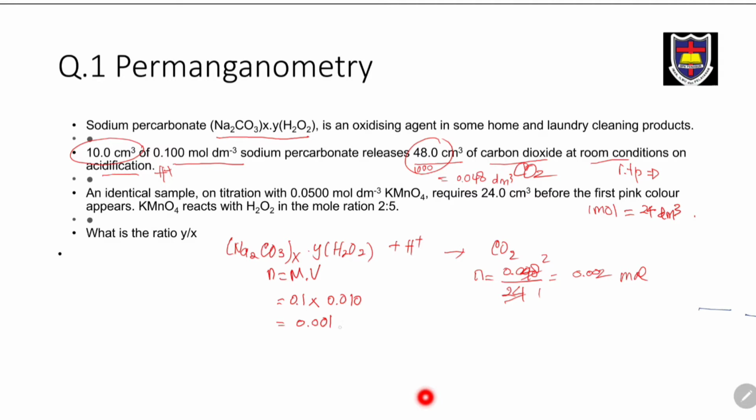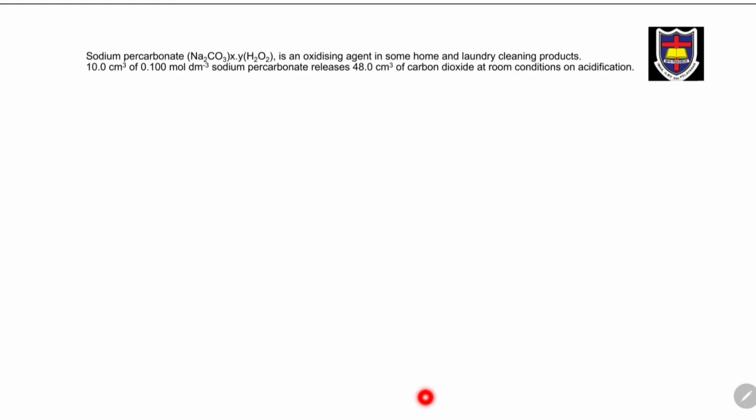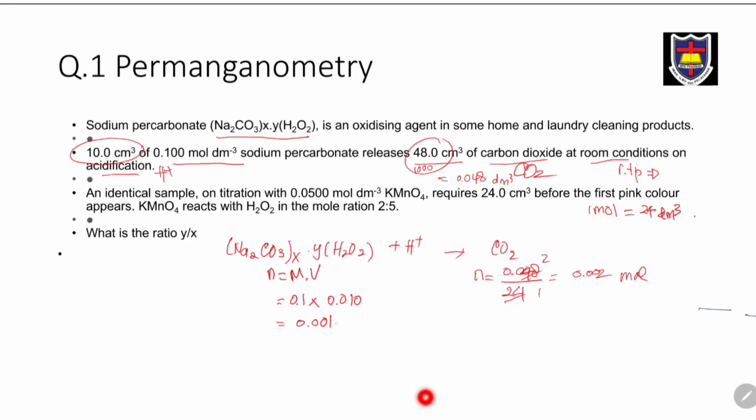Then we have 0.001 mole of sodium percarbonate producing 0.002 mole of carbonate. The ratio is twice, so the coefficient is 1 to 2. 2C here, 1C times x, so x is 2.